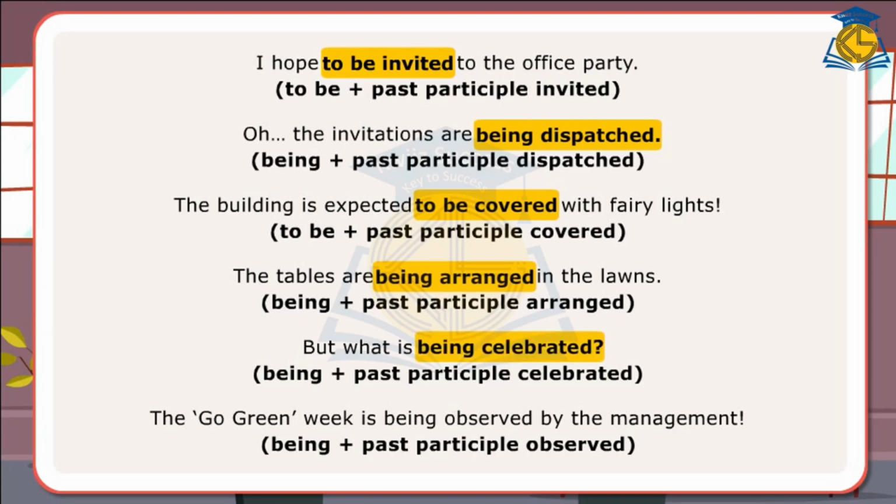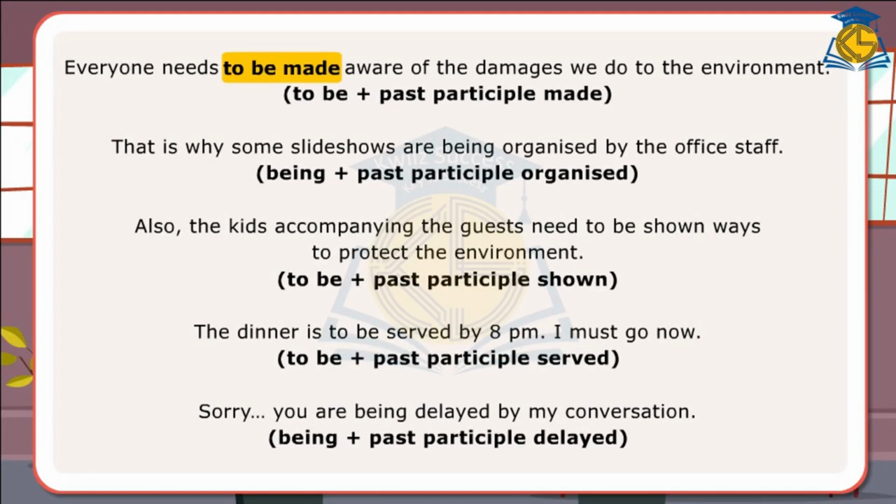But what is being celebrated? Being plus past participle celebrated. The Go Green Week is being observed by the management. Being plus past participle observed. Everyone needs to be made aware of the damages we do to the environment. To be plus past participle made. That is why some slideshows are being organized by the office staff. Being plus past participle organized.